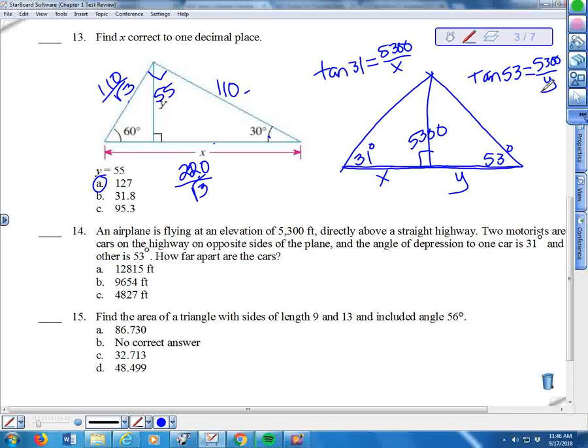And then just solve. So 5,300 divided by tangent 31 is 8820.7. And 5,300 divided by tangent 53 is 3993.8. When I add those two together, I get 12,815.